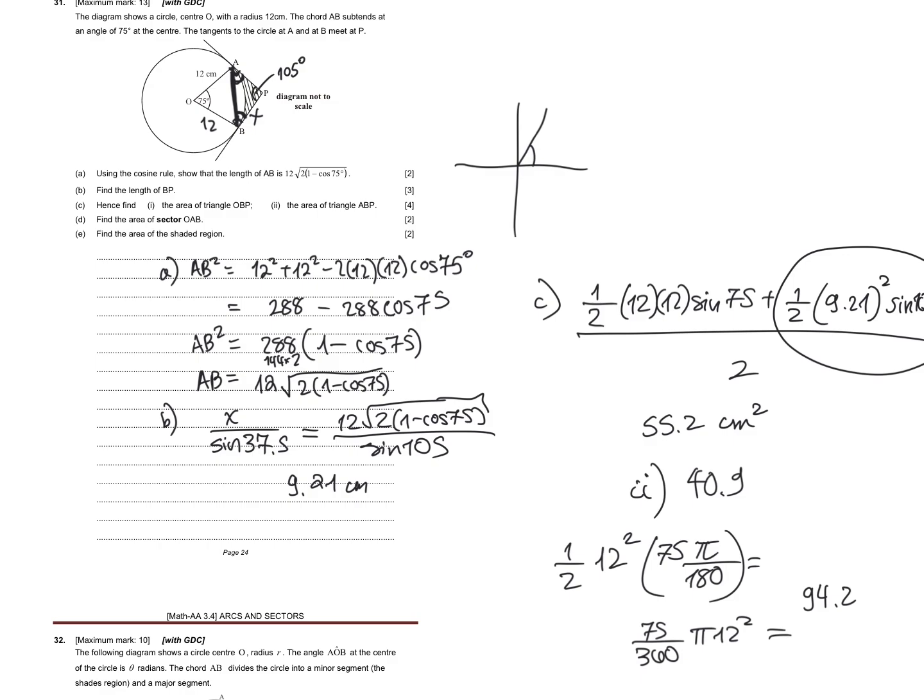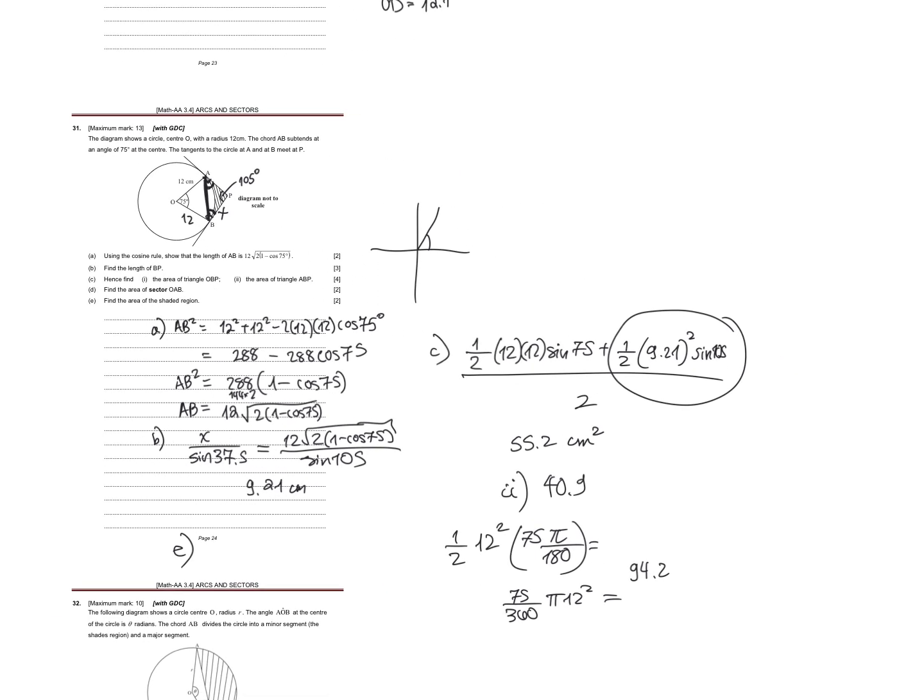And for E, we need the area. Okay, so that's going to be this whole thing without dividing by 2, because that was each of those triangles. And then we're going to subtract the area of the sector, which we just found. And you should get 16.2.